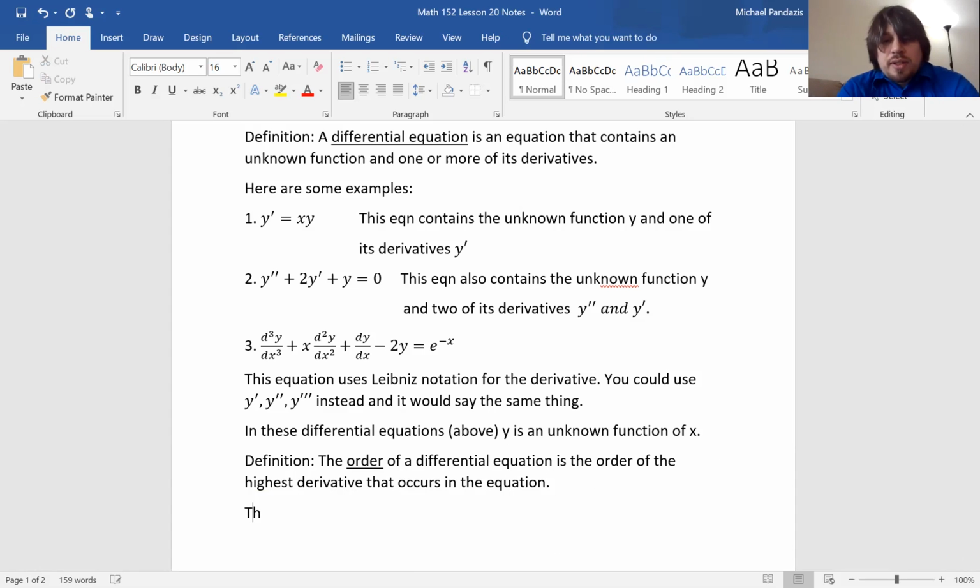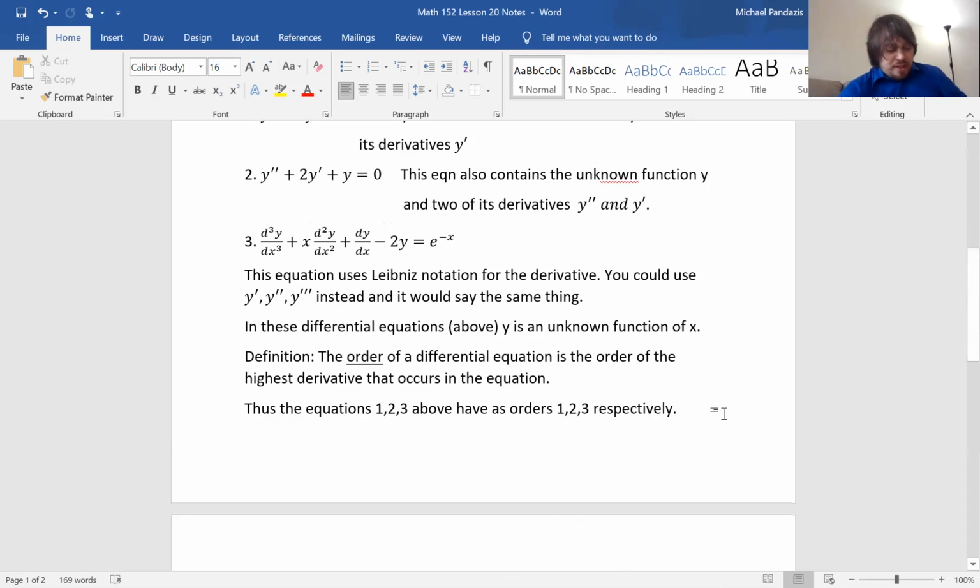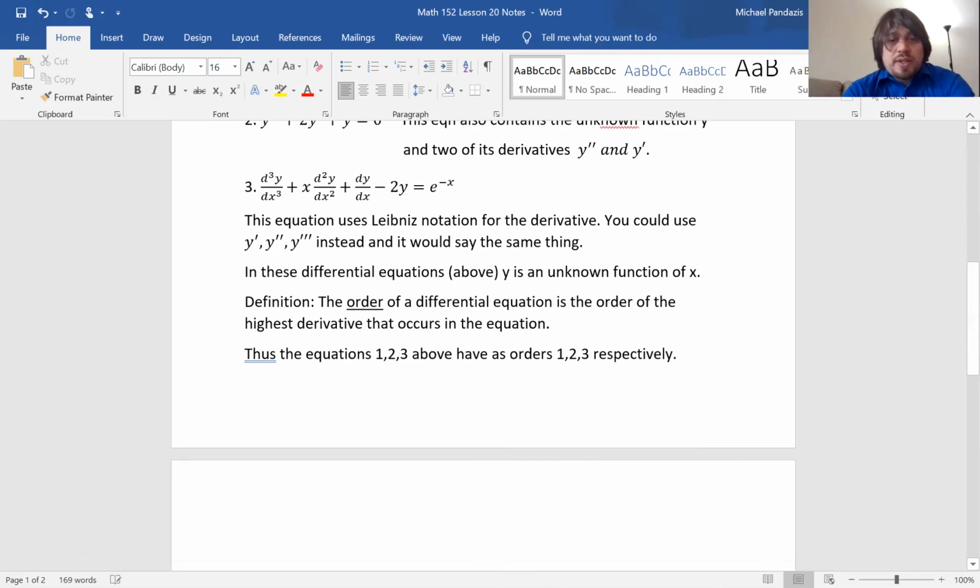Okay, so thus the equations 1, 2, 3 above have as orders 1, 2, 3 respectively. The order of the first equation is 1 because the highest derivative is the first derivative. The second equation is order 2 because the highest derivative is the second derivative. And the third equation has order 3 because the third equation has highest order derivative 3. All right? That's the definition of the order of a differential equation.